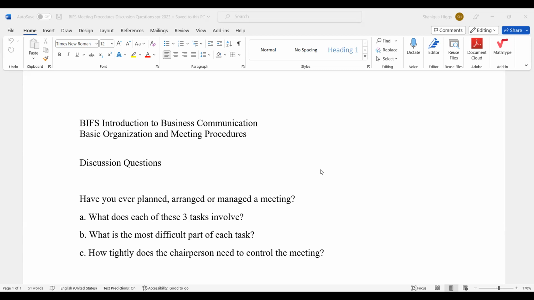Consider a brainstorming meeting. Consider something more interactive, something less structured. Would that require as much control from the chair? Why or why not? Would you expect in an interactive meeting for someone to be sitting at a lectern or a desk at the front of the room or on the podium and the meeting attendees are interacting amongst themselves? Would you expect that?